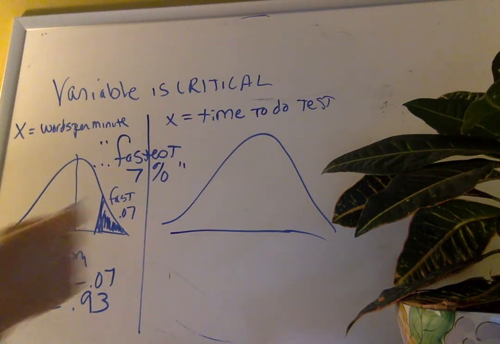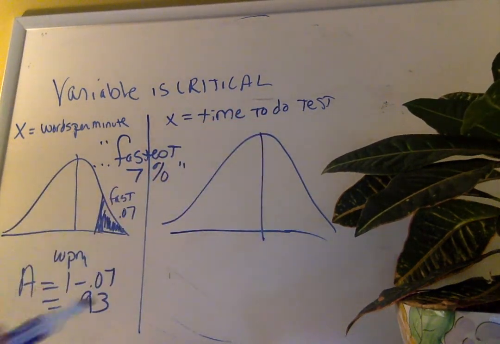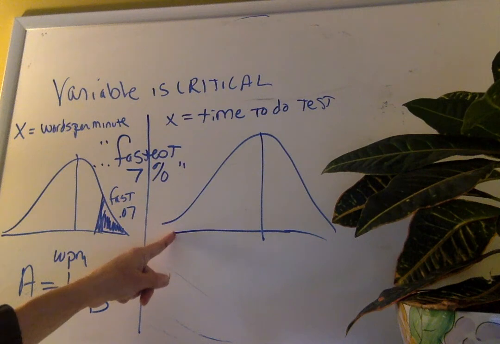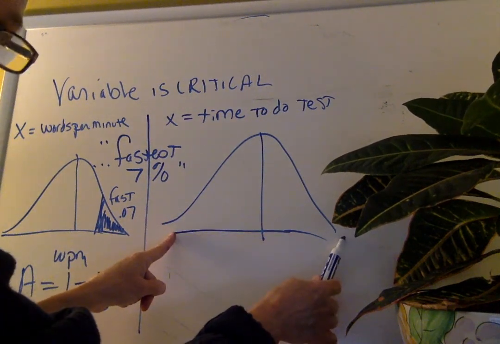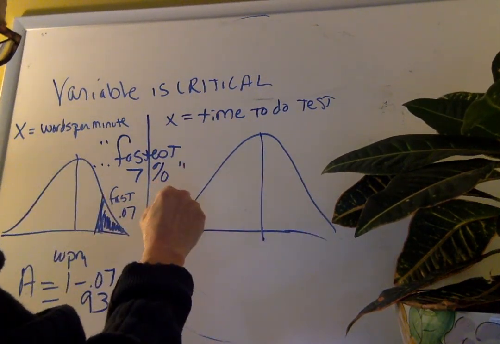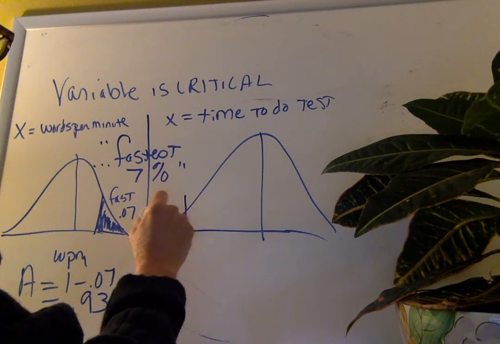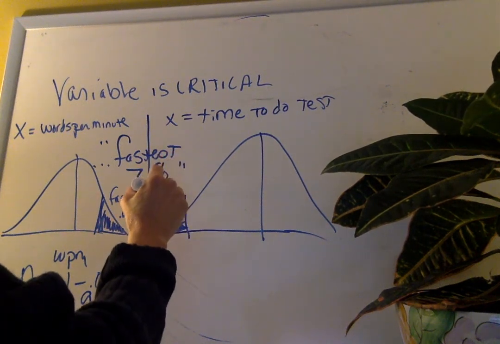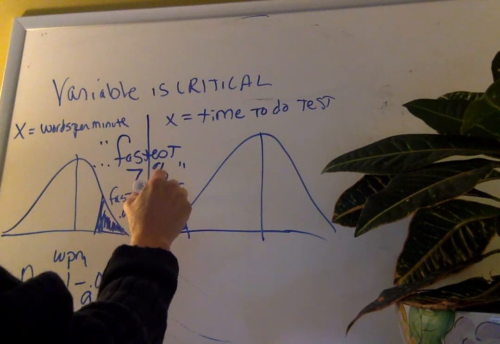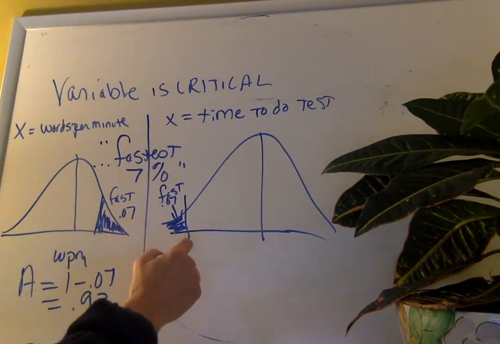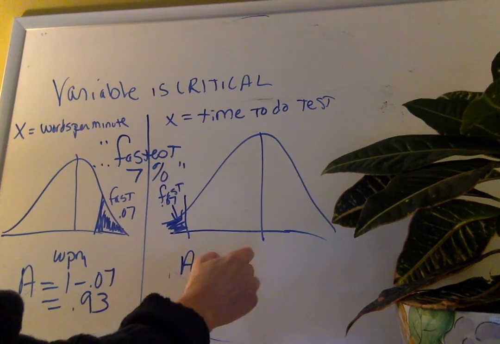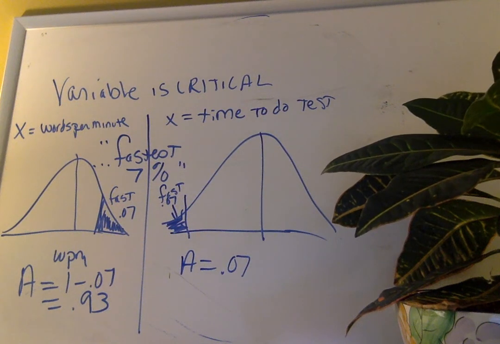Time to do the test. Okay, go extreme. Did it take you 1 minute to do something or 100 minutes to do something? Oh, well, if it only took you 1 minute, you must be super fast. Here are the fast people. That is a less than. So your area really is going to be 0.07.